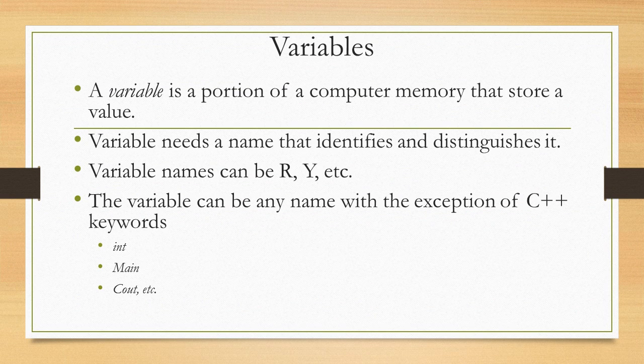Why are we hearing the word variable for the first time? A variable is a portion of computer memory that stores a value. A variable needs a name that identifies and distinguishes it. A variable name can be something like X, Y, Z, R, etc. It can be any name with the exception of C++ keywords, the reserved words like int, main, count, and many others.